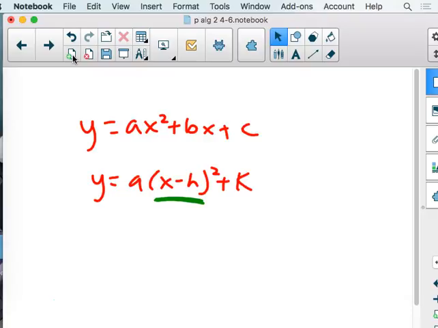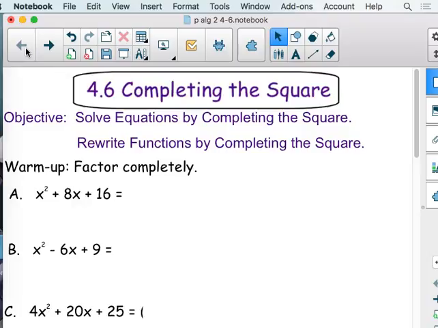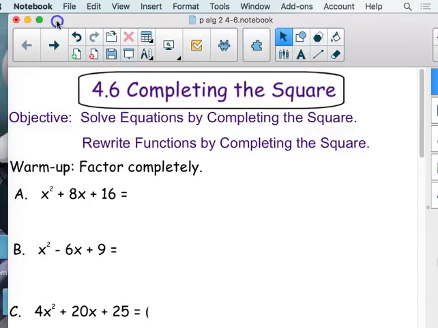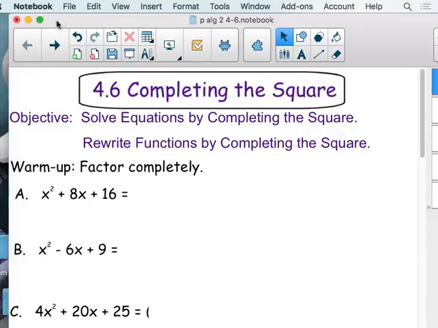We were doing stuff by factoring before where we had to say, oops, that's not factorable, I can't keep going. With this method, we can keep going and we can figure out what the vertex form will be. So this is a process called completing the square. And like it says, our objective eventually, we'll get some pieces of it today, but we won't go through the whole thing. Solve equations by completing the square. So we won't get to rewriting our functions until probably tomorrow.